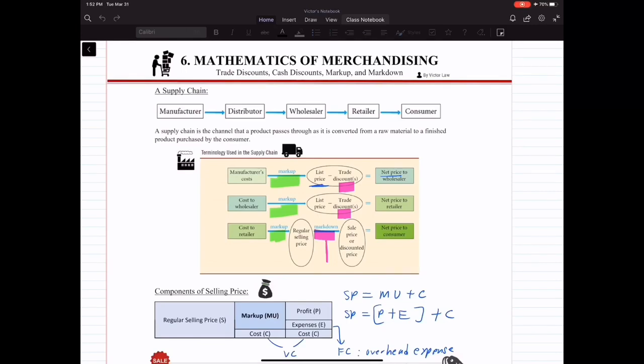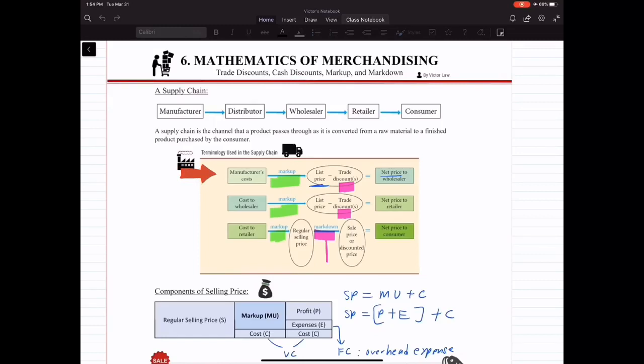And what you need to know is that as it goes from the manufacturer to the wholesaler, from the wholesaler to the retailer, and then from the retailer to the consumer, each of these stages exists because there are profit-making opportunities. As a product goes from the manufacturer to the wholesaler, the manufacturer acquires the product at a cost, and then they mark it up, and that's what we call the listed price.